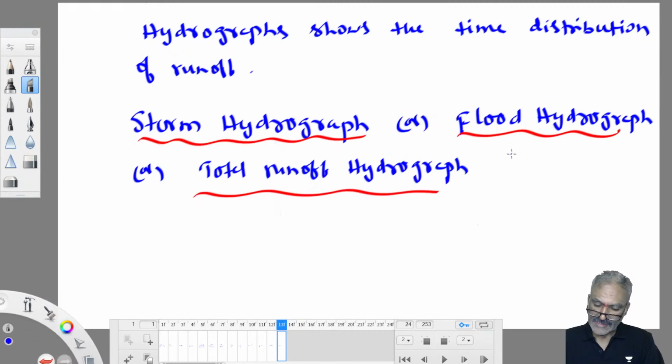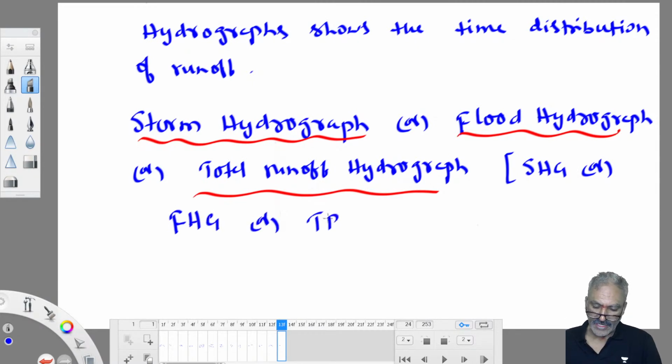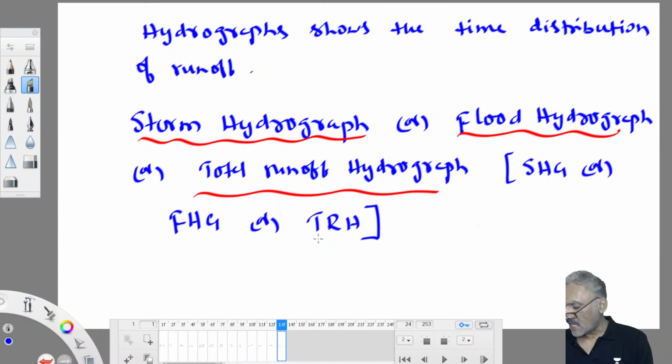So this is called SHZ, or shortcut we write. SHZ stands for what? Storm hydrograph. FHZ, flood hydrograph, or total runoff hydrograph is TRH. Because it is resulting from a storm, people also call it as storm hydrograph. So storm in a catchment produces flood in a river. So because we are measuring flood discharge, it is also called flood hydrograph.